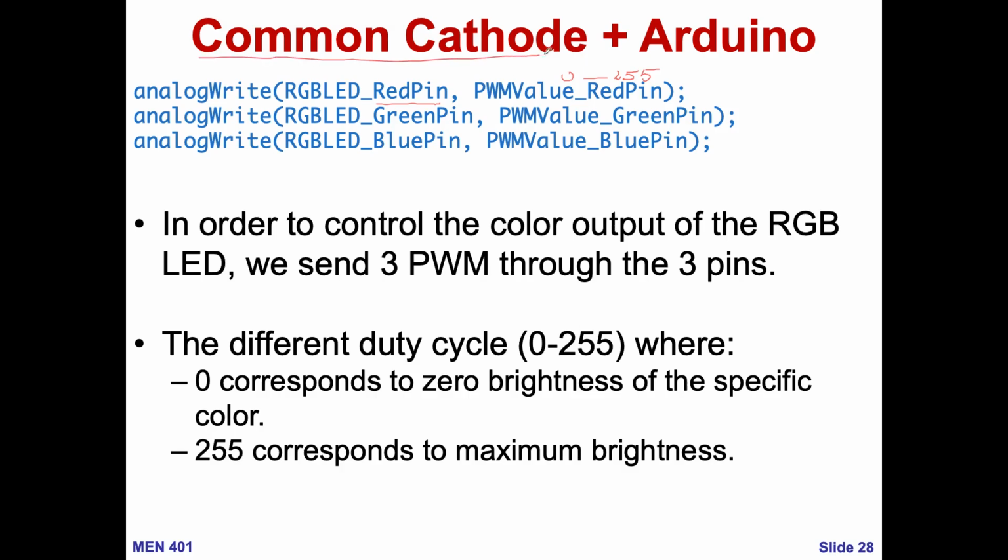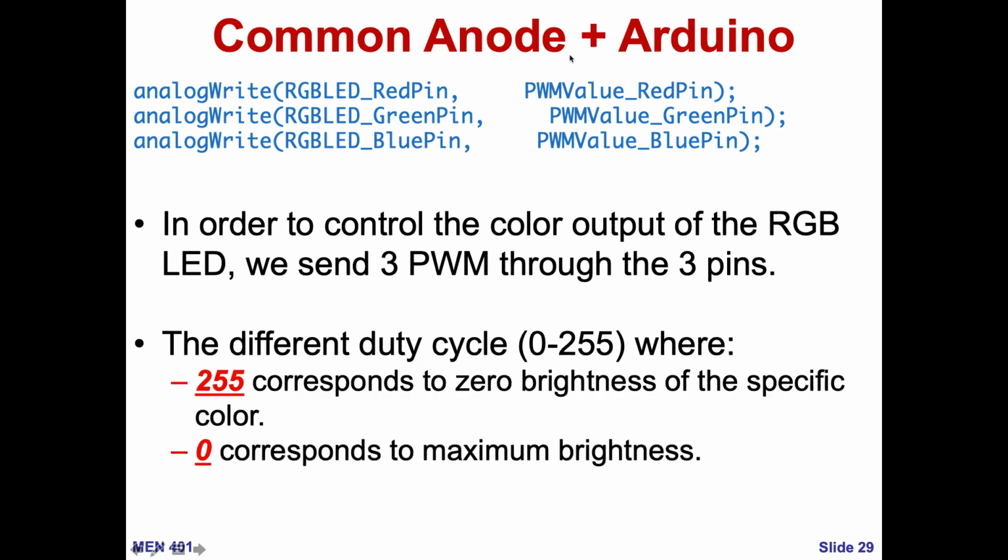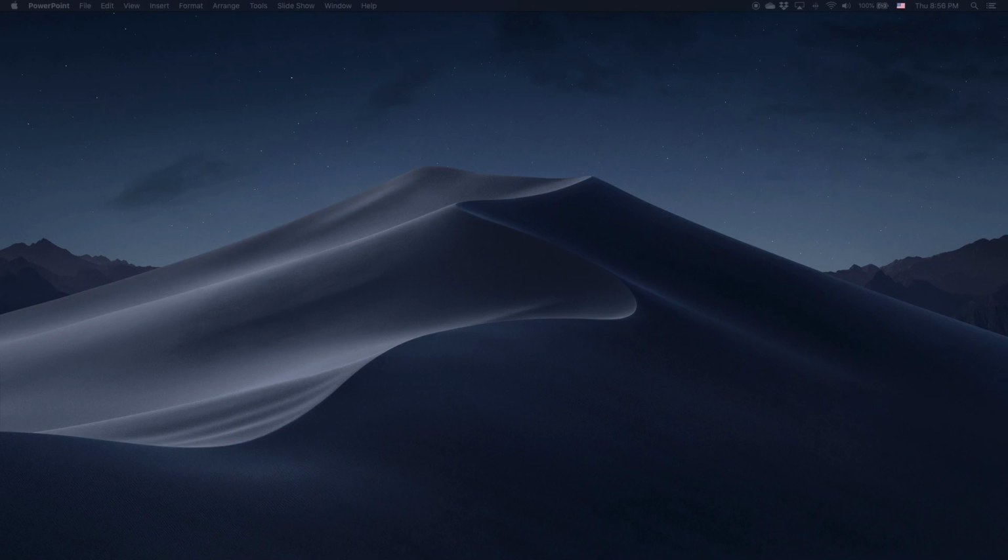This is if I am using a common cathode configuration. However, if I am using a common anode configuration, the same applies. However, there is one point that differs: 255 corresponds to 0 brightness and 0 duty cycle corresponds to maximum brightness. So the difference is that you put 255 minus the value in order to have this connection to the Arduino. Okay, so in this way I finished this. Then I will go to your milestone.